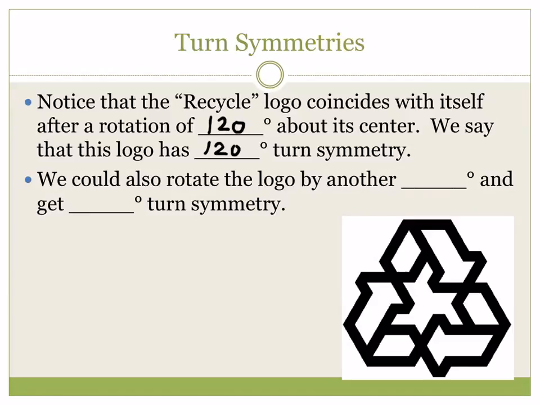We could actually rotate the logo by another 120 degrees. So 120 and 120 would be what? 240. So this actually also has 240-degree turn symmetry. We never really talk about an object having 360-degree symmetry because every object has that. It's not very helpful. It's kind of like we don't usually talk about something being divisible by 1 because everything's divisible by 1. It's just not a helpful description.